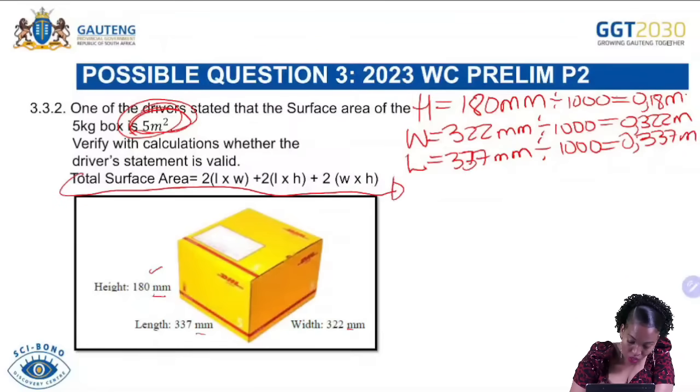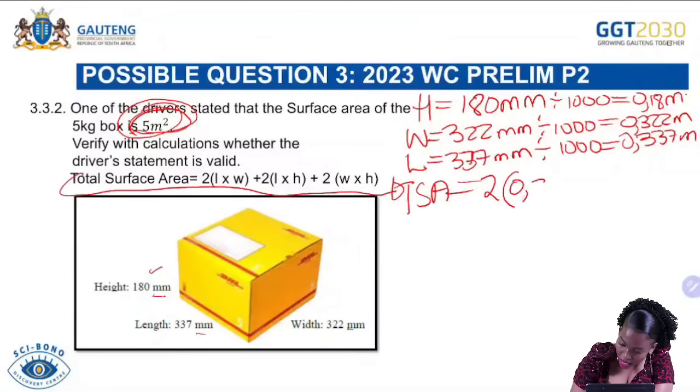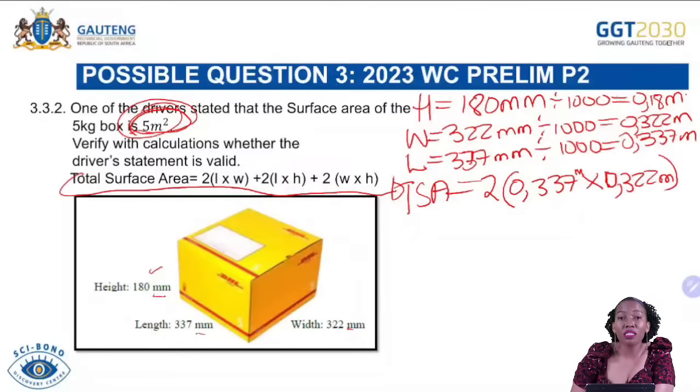Let's substitute now into the given formula. The total surface area equals 2 into, what is the length? The length is 0.337 multiplied by the width. How much is the width? It is 0.322 meters. Everything is in meters. And then you close. Guys, you must be very careful.